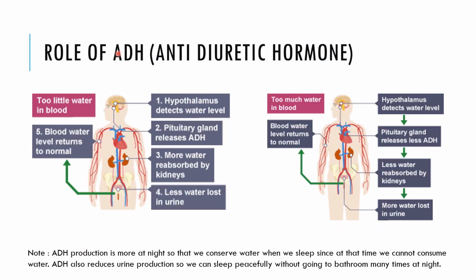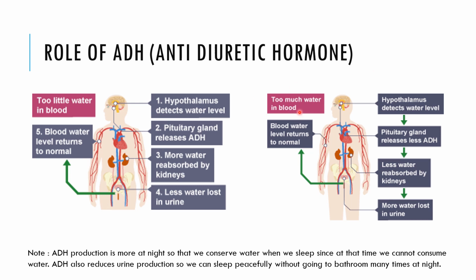Okay. Now how does it function as anti-diuretic hormone? The hypothalamus detects that the water level in the body is low. Then the pituitary gland releases ADH. ADH makes the kidneys absorb more water. Because the kidneys absorb more water, the urine which is formed will be less watery, so it will be concentrated. So the blood water level returns to normal. So this is one way.